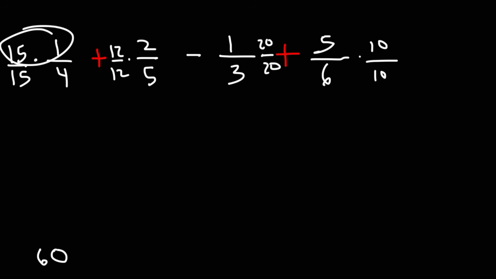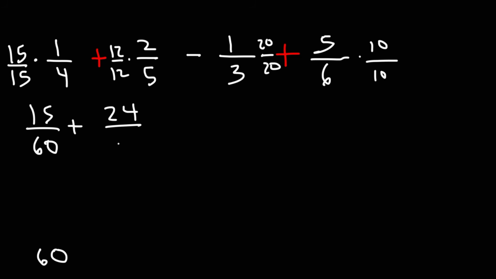So here we have 15 times 1, which is 15. And then 12 times 2 is 24. All of the denominators will be 60. 1 times 20 is 20. And then 5 times 10 is 50.